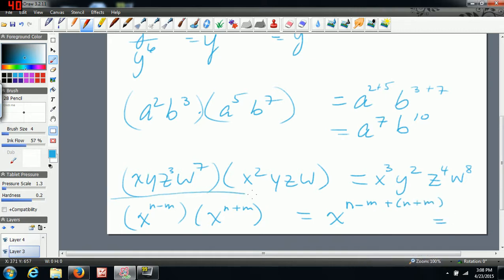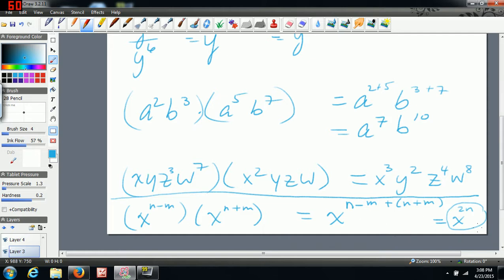Okay, so at that point, now you're just collecting like terms over here. So this here, when you open up the brackets, it's still positive n positive m. So you get x to the n plus n, which is 2n, and then negative m plus m is 0m. So your final answer is going to be x to the 2n.